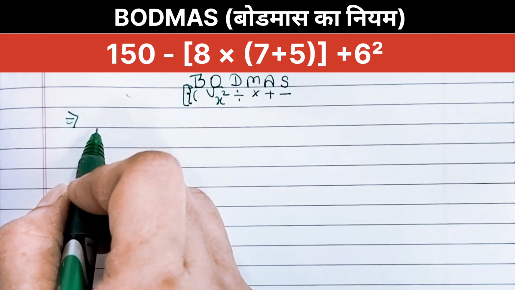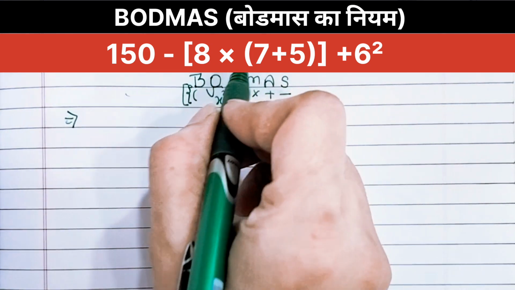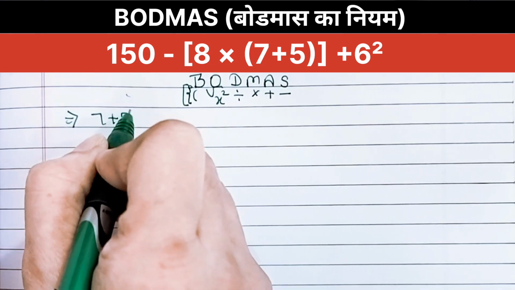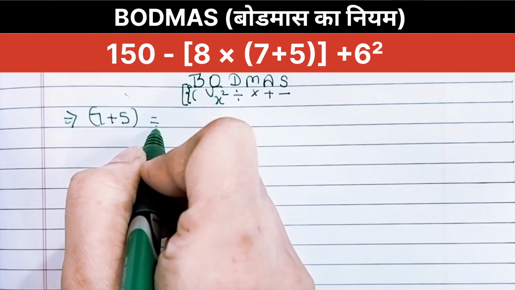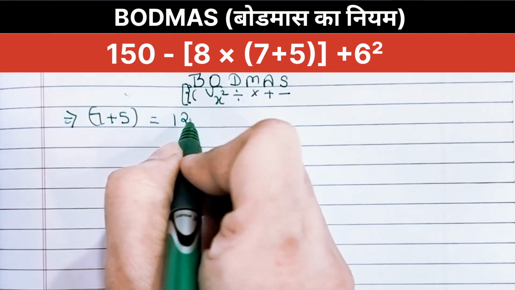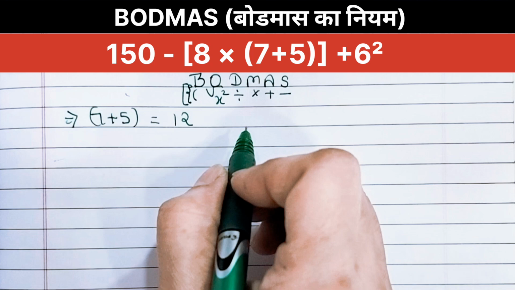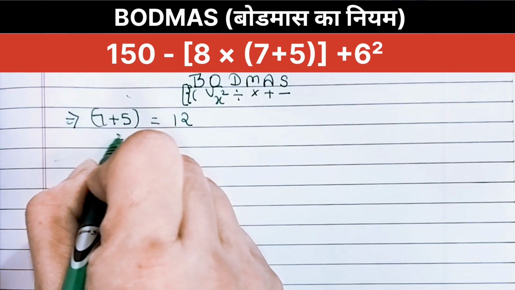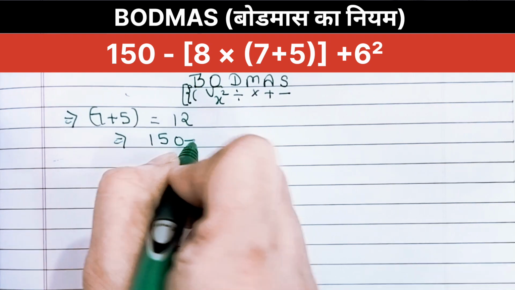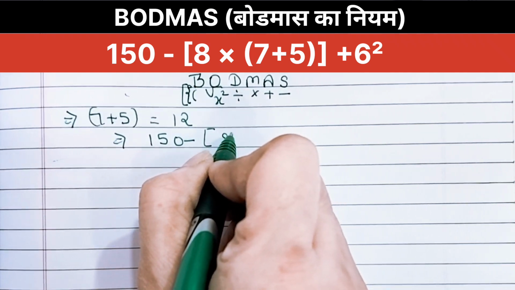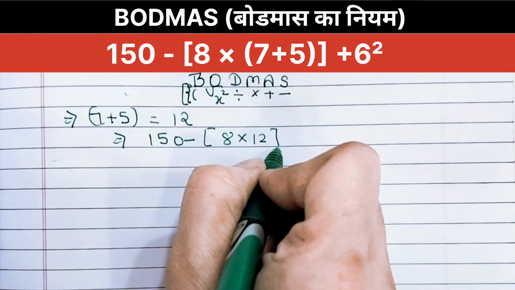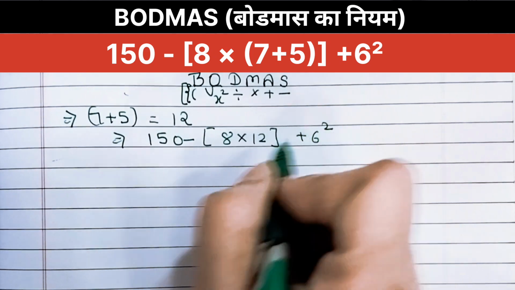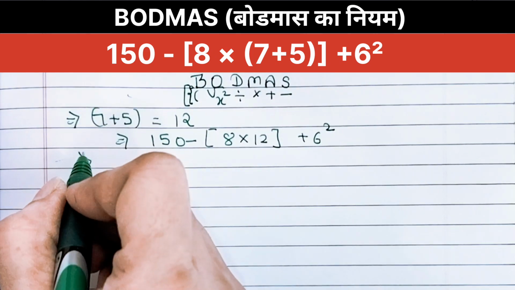Now the first step, solve the innermost round brackets. In this case, there is 7 plus 5 in the small parentheses. First we solve this, and we get 12. According to this step, BODMAS requires solving the deepest brackets first. And now the current expression becomes 150 minus square bracket 8 multiplied by 12 square bracket plus 6 power 2.